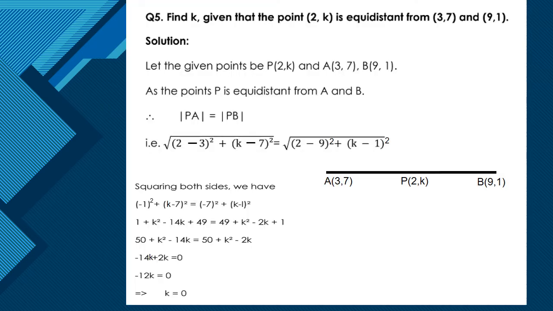Let us solve another question. This is question number 5 of exercise 9.2. Find the value of k given that the point (2, k) is equidistant from the points (3, 7) and (9, 1).